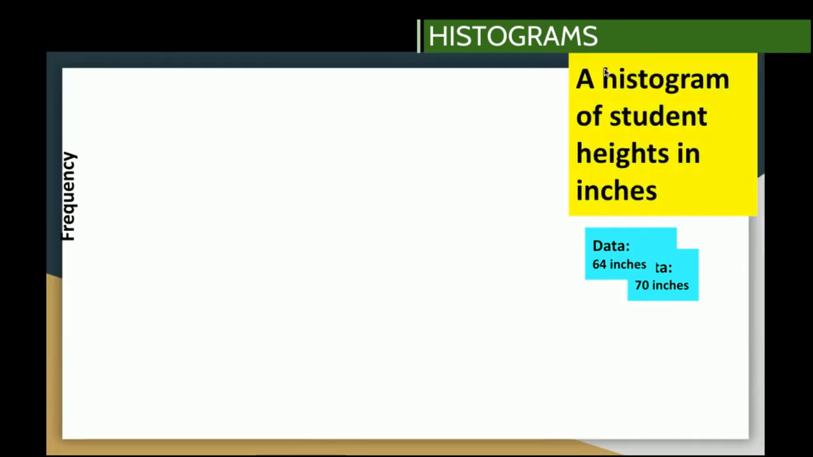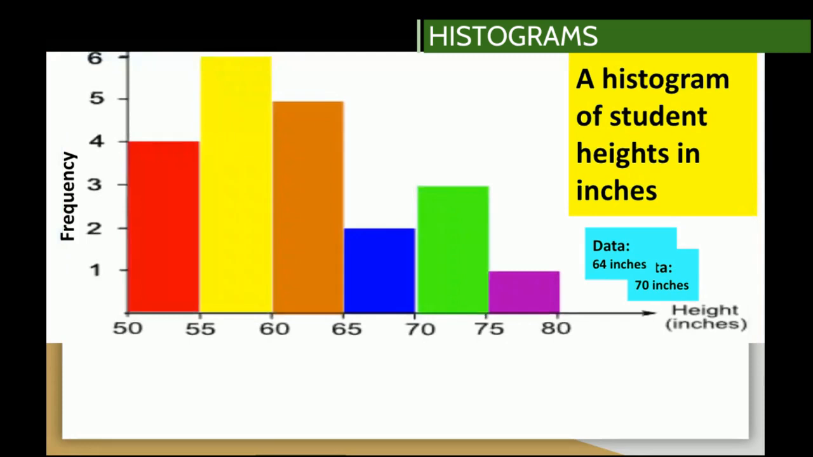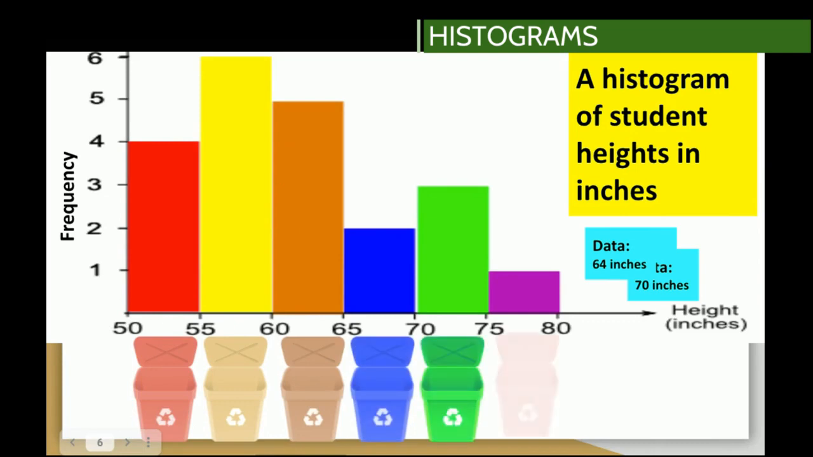Okay, now I'm going to show you another histogram, and this is going to be a histogram of student heights in inches. So let's just pretend that we took a ruler or a tape measure and started measuring students' heights in inches, okay? Now over here, for this red bar, you'll notice I'm putting some recycling bins here, okay? Now, in a histogram, these are called bins.